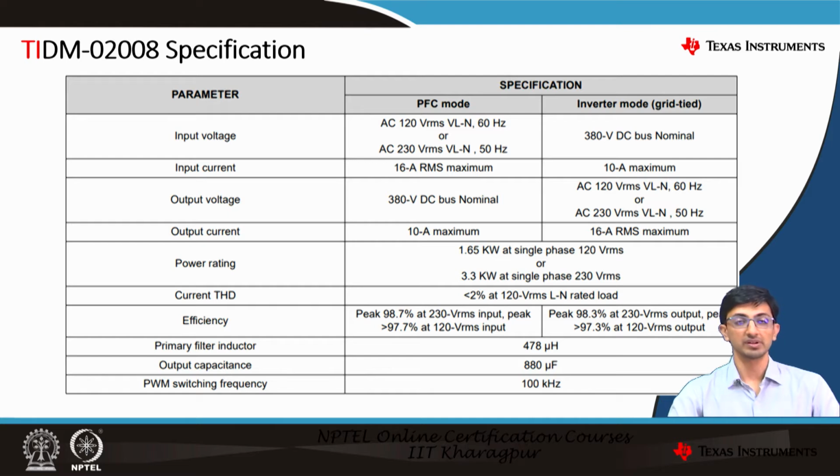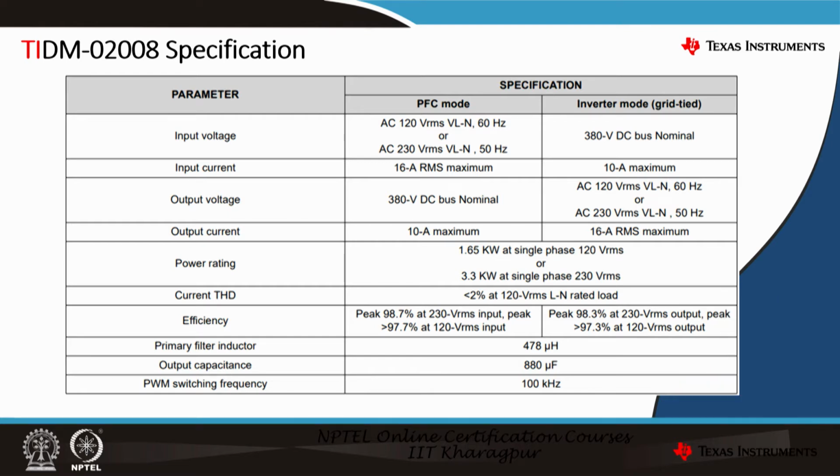So the TIDM-2008 specification includes an input voltage of 120 or 230 volt with a frequency of 60 Hz or 50 Hz if operated in the PFC mode. If you are operating in the inverter mode, it has a 380 volt DC bus nominal voltage as the input. Input current will be 16 ampere RMS or 10 ampere RMS based on what mode you operate. In the same way, if you are operating in PFC mode, the input voltage of inverter mode becomes the output voltage of PFC mode. That is, the 380 volt DC bus nominal voltage will be the output voltage of the PFC mode.